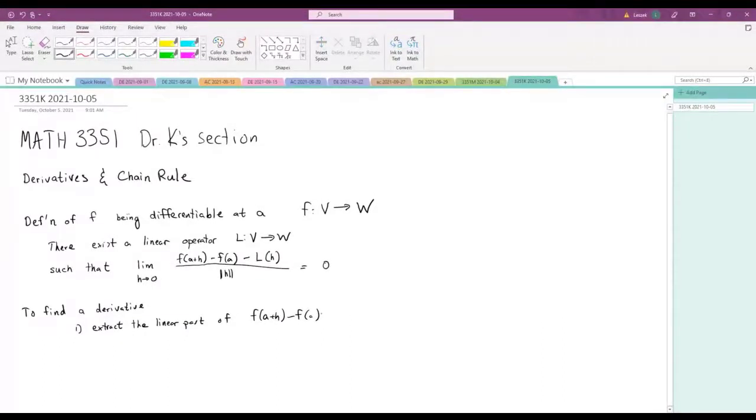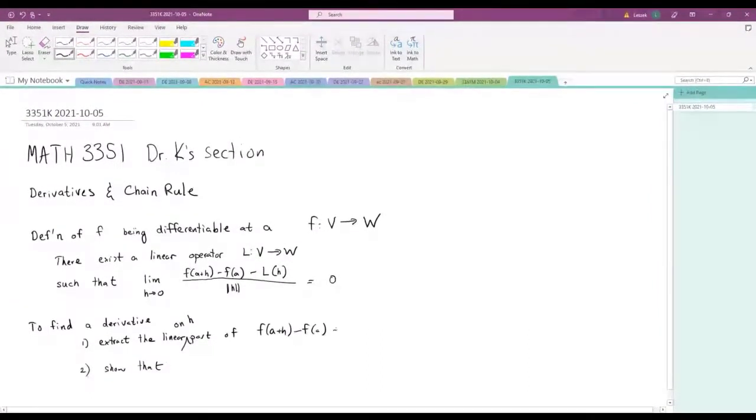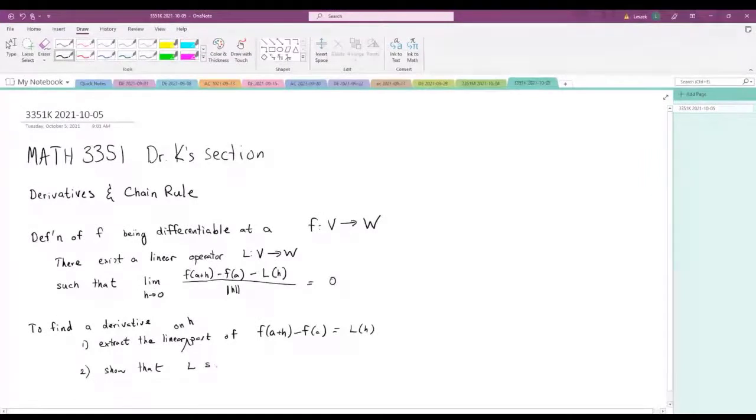It's linear on the vector h. Maybe that's the part of this difference that acts on h in a linear fashion. Maybe that is our linear operator, which is our derivative. So number 2, maybe then you want to show that indeed that linear part, let's just call this L, satisfies the definition, the limit definition.